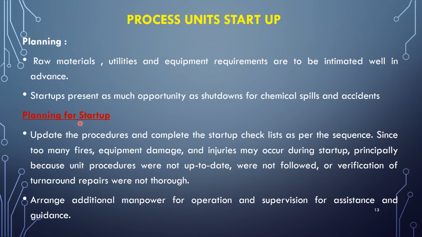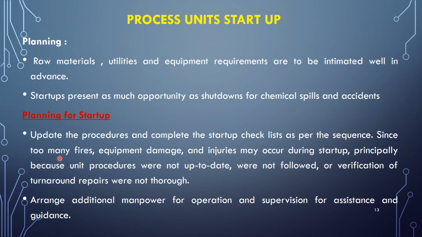Okay, planning for startup, what are the things we are going to arrange? Before going to the startup, you have to make sure that in your pipe, like a column or reactor, they are going to connect some new lines. Sometimes they are removing some lines. So you have to make sure that all the checklists are up to date, or we have to change the checklist data. Updated procedure: according to the new modification, we have to change the procedures. Update the procedure and complete the startup checklist as per the sequence, in a step-by-step manner.